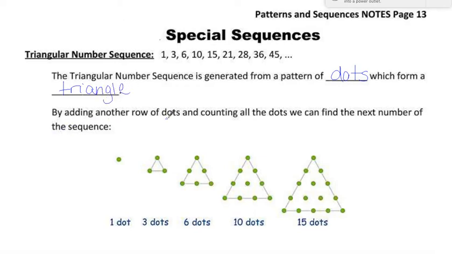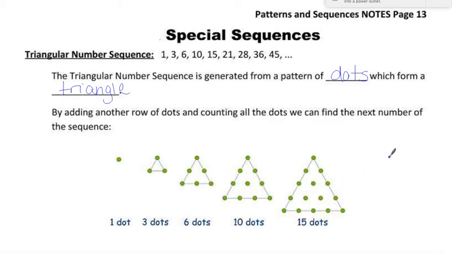So by adding another row of dots and counting all the dots, we can find the next number of the sequence. So we have one dot, and then I have to draw two more to get three dots, and then I draw another row below, and I get 6 dots, and then I draw another row below that, and I get 10 dots, and I draw another row below that, which will give me 15 dots.